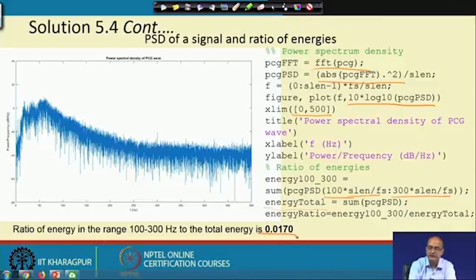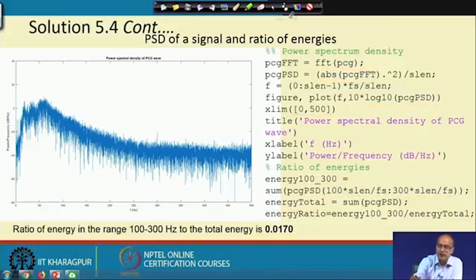The ratio is given as 0.017. It's a very small number, or we can say only 1.7% of the energy is there within this range. The range is 100 to 300. Actually, most of the energy, if we look at it, is concentrated in the part less than 100 hertz in this signal. And this is the signal PCG1 we are talking about here.